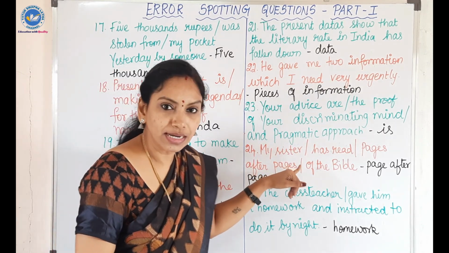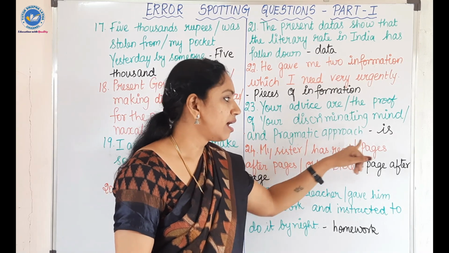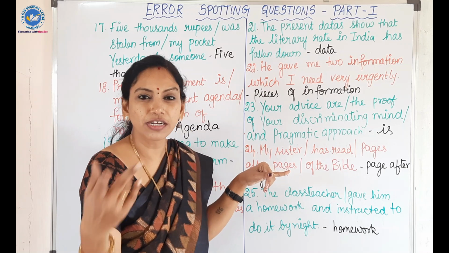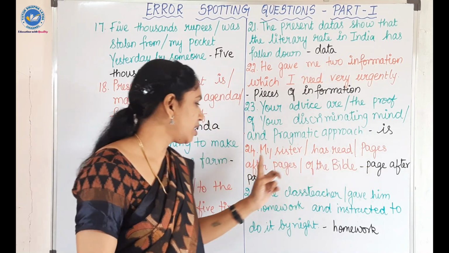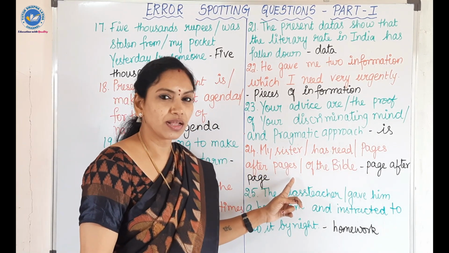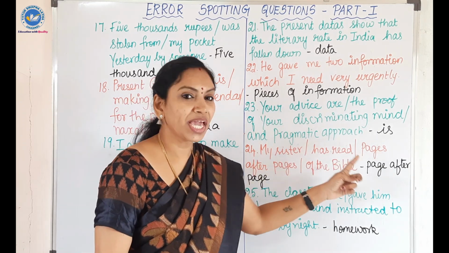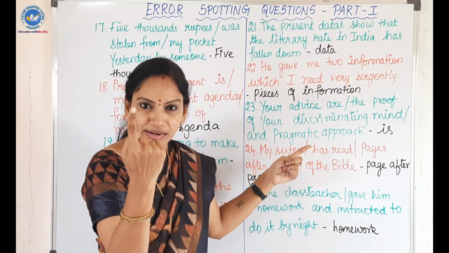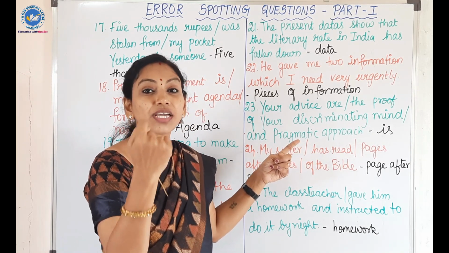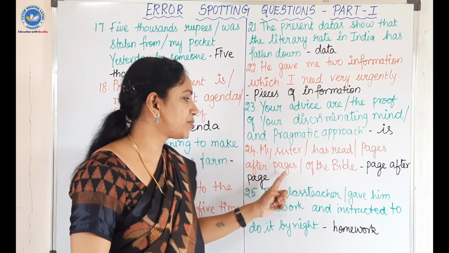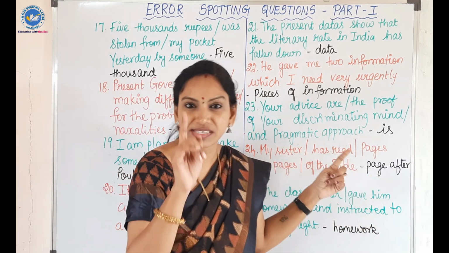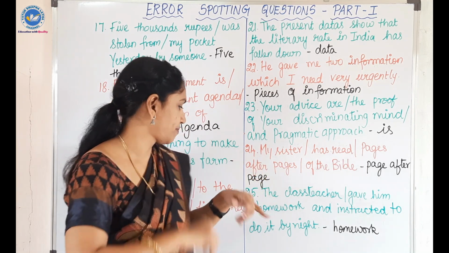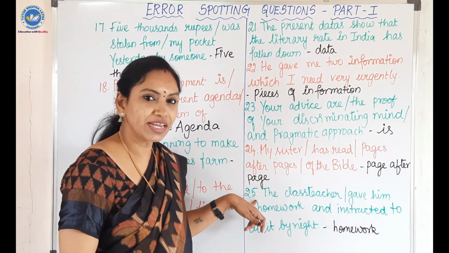Next, 24th. My sister has read pages after pages. Noun, preposition, noun. See, it's plural, preposition, plural. That cannot come. So page after page. My sister has, singular. Has read, singular verb. Page after page of the Bible, singular. So you cannot have s. Page after page.